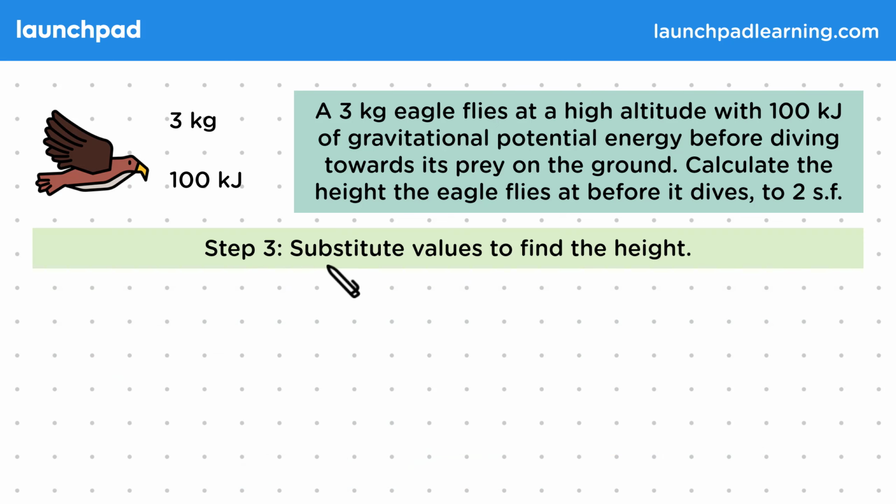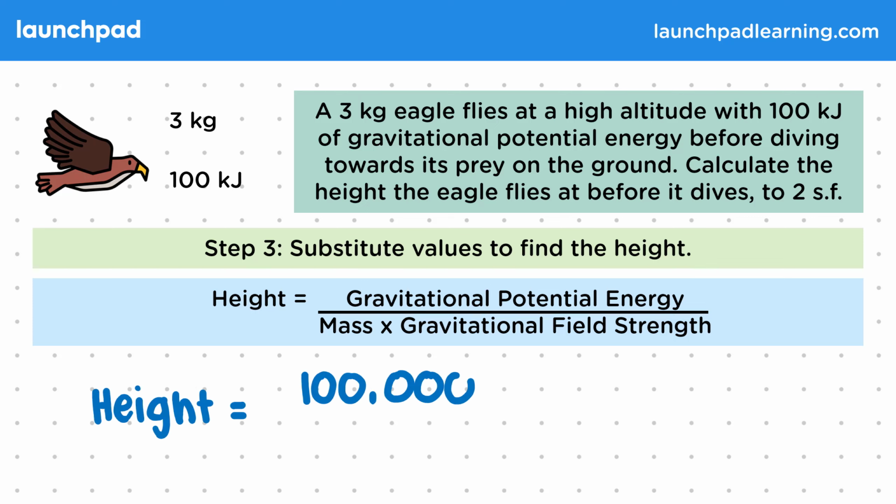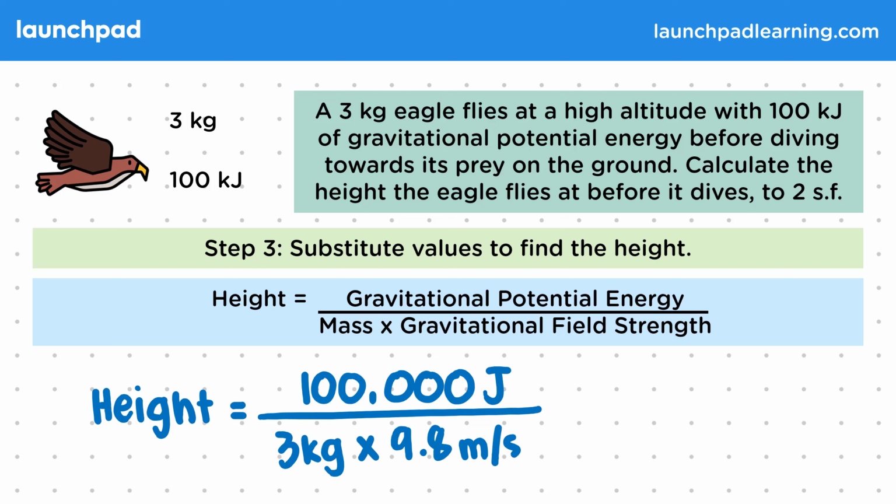For step 3, let's substitute the values to find the height. And here we've simply flipped the equation we found on the previous slide. So the height is equal to 100,000 joules divided by 3 kilograms multiplied by 9.8 meters per second squared to give us 3,401.36 meters.